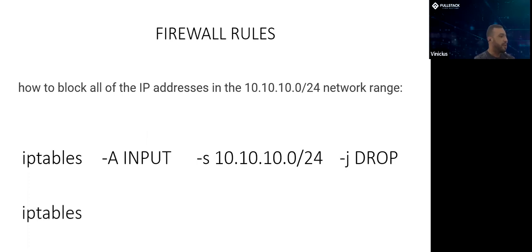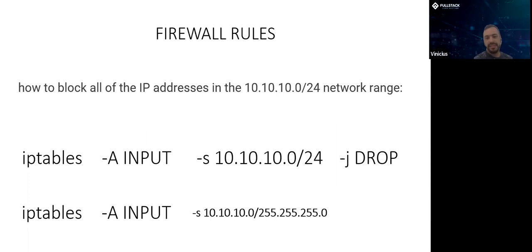And the next one, we can also use this. We can say 10.10.10.0/255.255.255.0. It's basically exactly the same thing. So if you see something like that, it's the same thing, okay?